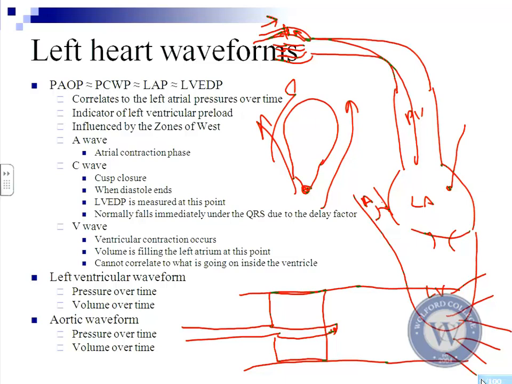Okay, that being said, that means it can measure using the same waveforms. You can generate an A, C, and a V, and you do. The waveforms are the same. And right here is where my preload is going to be. Does that make sense? Did I lose anybody?